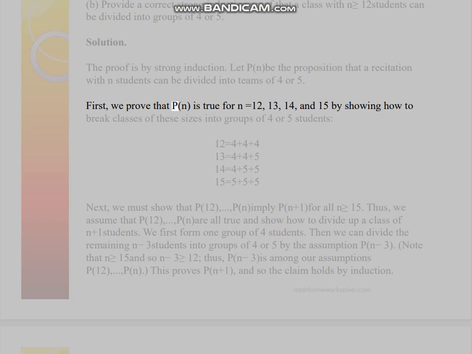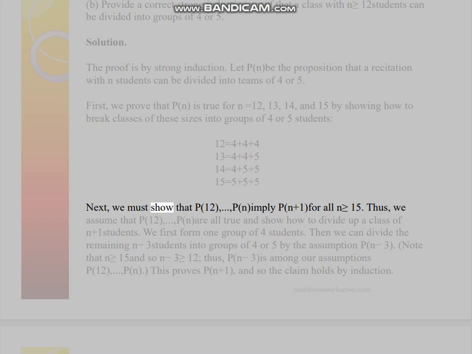First, we prove that P(n) is true for n equals 12, 13, 14, and 15 by showing how to break classes of these sizes into groups of 4 or 5 students. 12 equals 4 plus 4 plus 4, 13 equals 4 plus 4 plus 5, 14 equals 4 plus 5 plus 5, 15 equals 5 plus 5 plus 5.